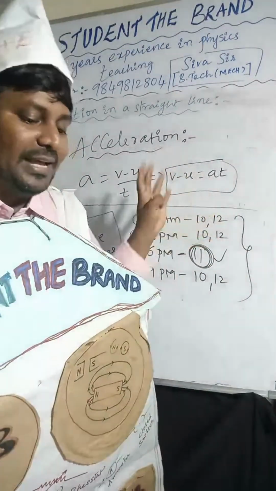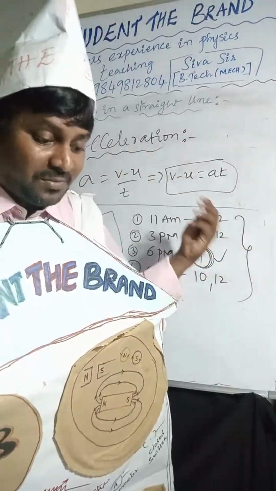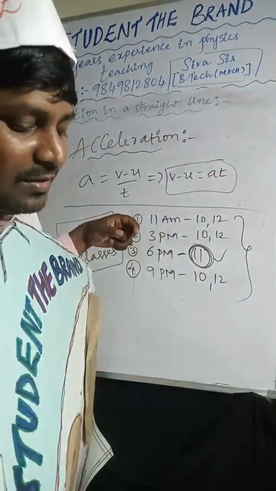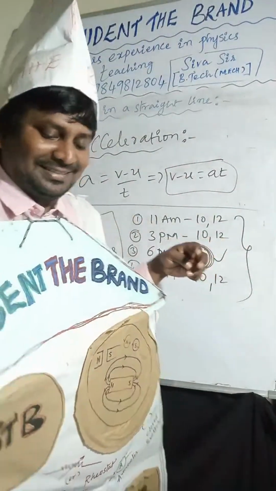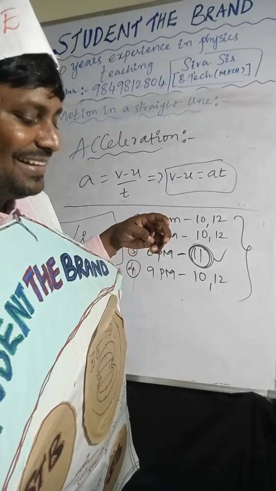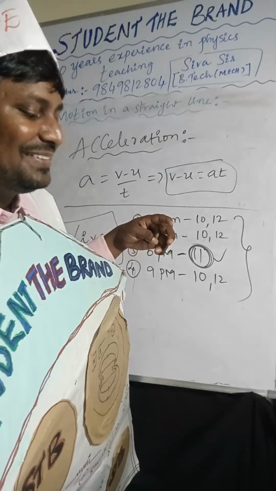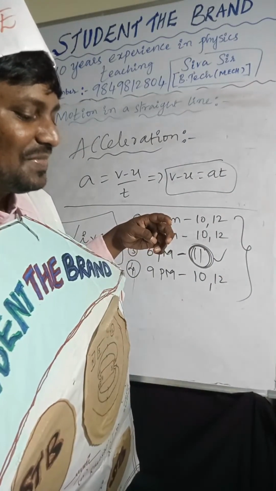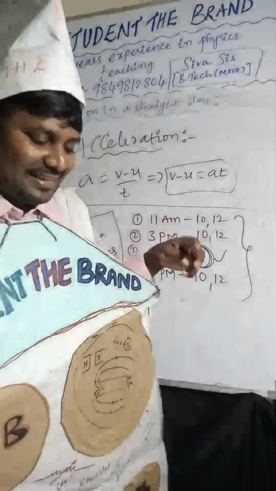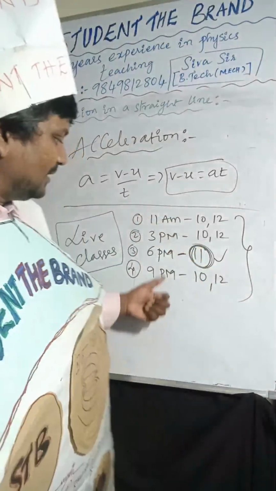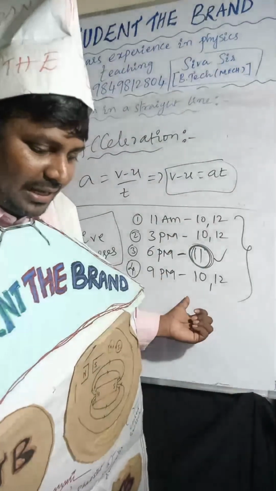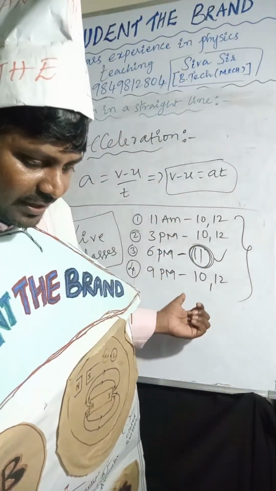Tomorrow 6 p.m. I will take class. Sharp 6 p.m., I start the class. One or two minutes for joining is okay, but I start at 6. Today 9 p.m. you can join the live class, Ria. So you can join at 9 p.m.